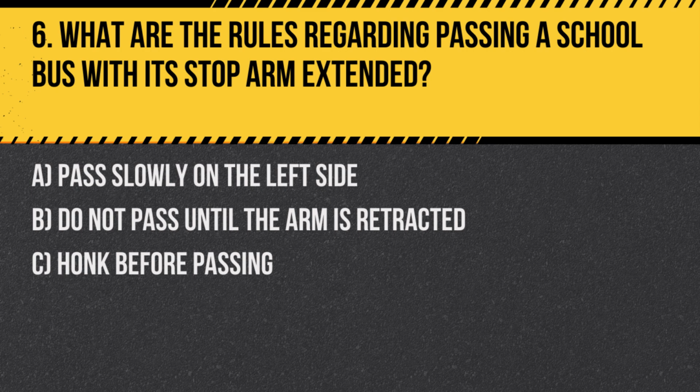Question 6. What are the rules regarding passing a school bus with its stop arm extended? A. Pass slowly on the left side. B. Do not pass until the arm is retracted. C. Honk before passing. Answer. B. Do not pass until the arm is retracted. It is illegal and unsafe to pass a school bus with its stop arm extended.